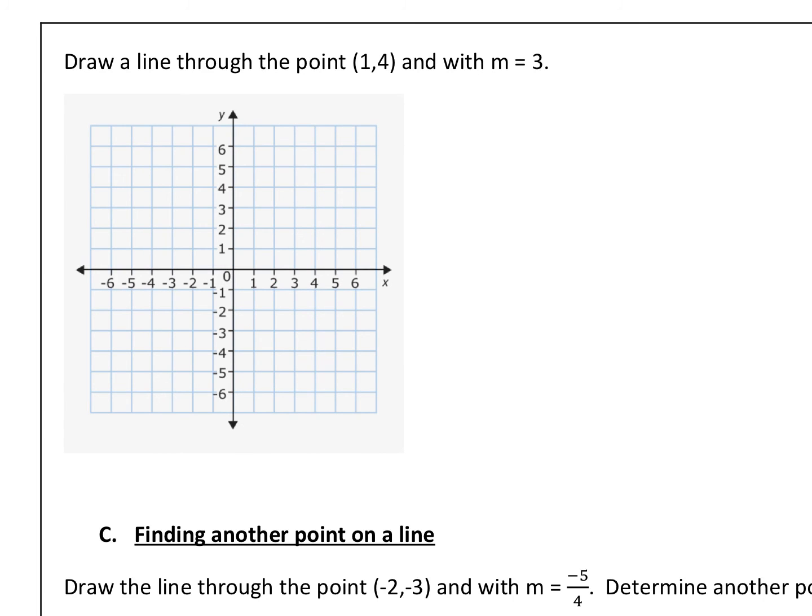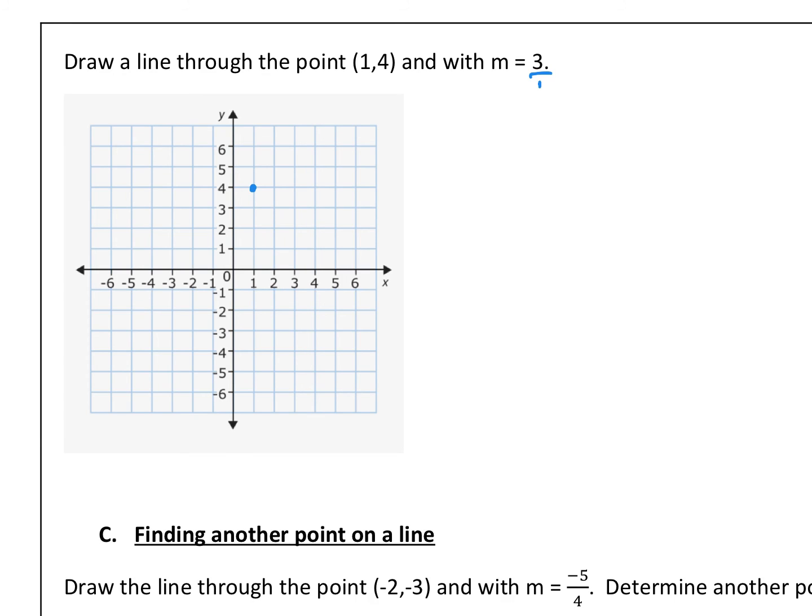Okay, so let's do one more like that. So I need to draw a line through the point 1 and 4. So on my x-axis 1 and on the y-axis up to 4, gets me right there. Now this one is a little bit tricky because it's just a single number. So remember that with a slope, we need a rise and a run.